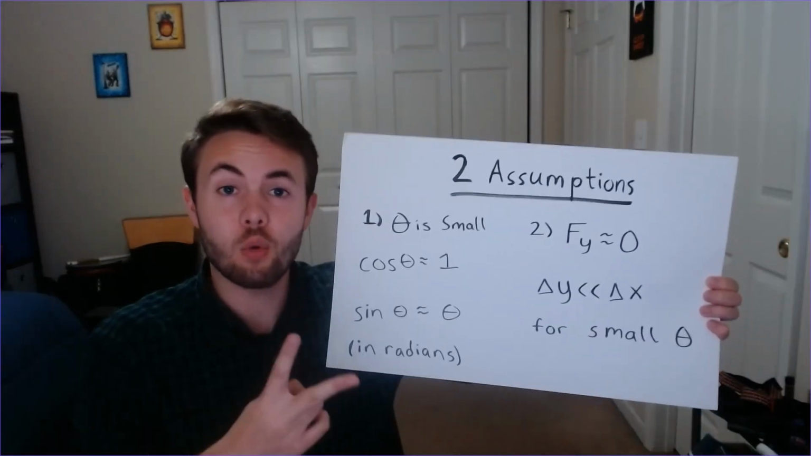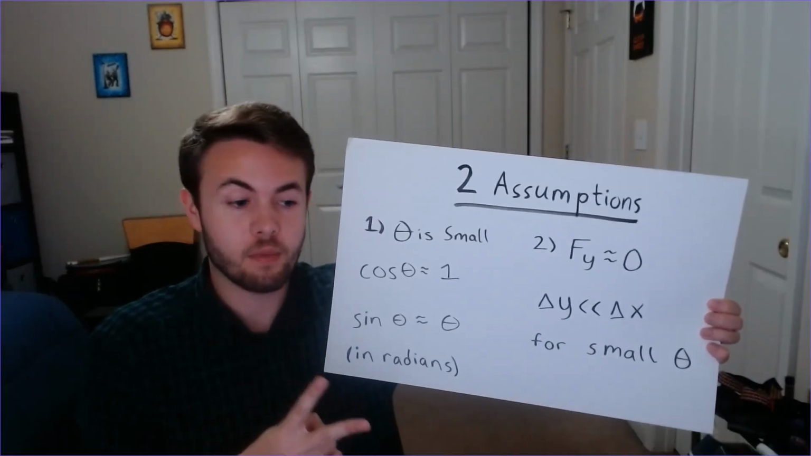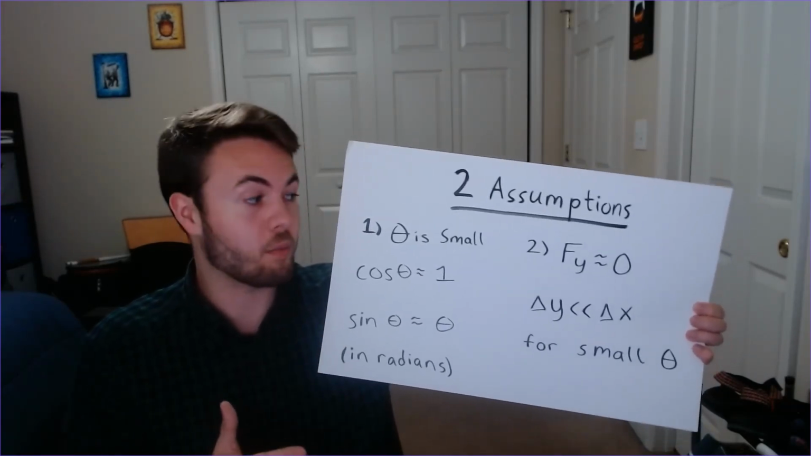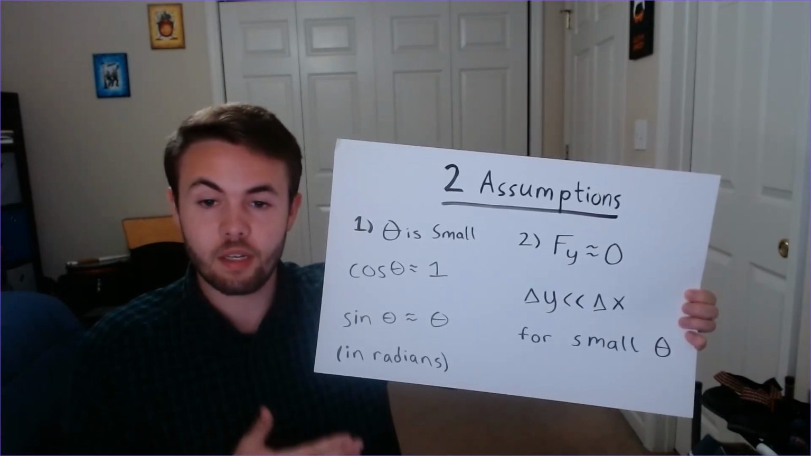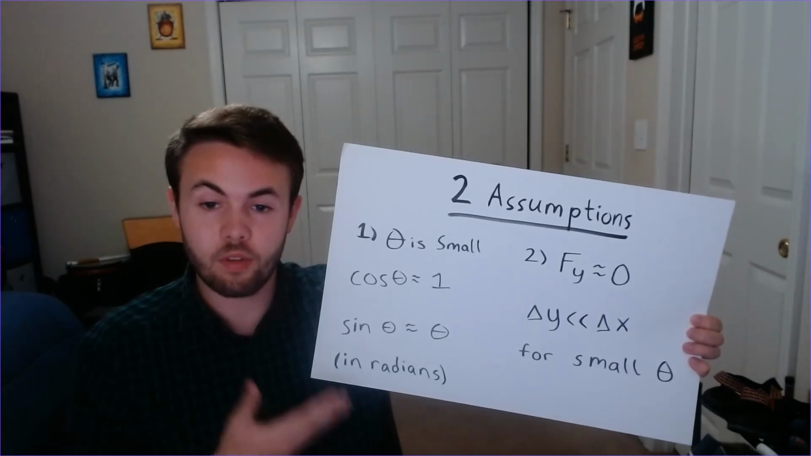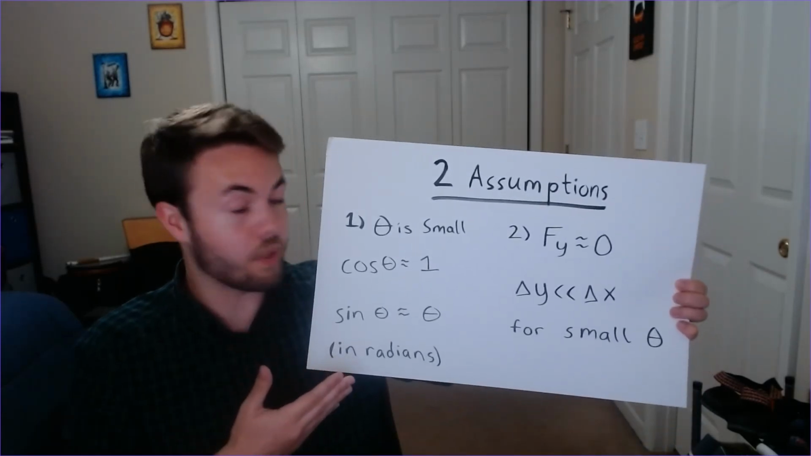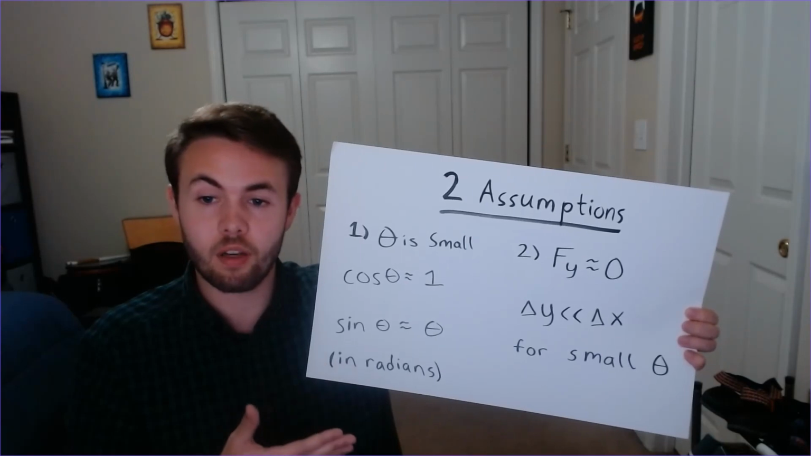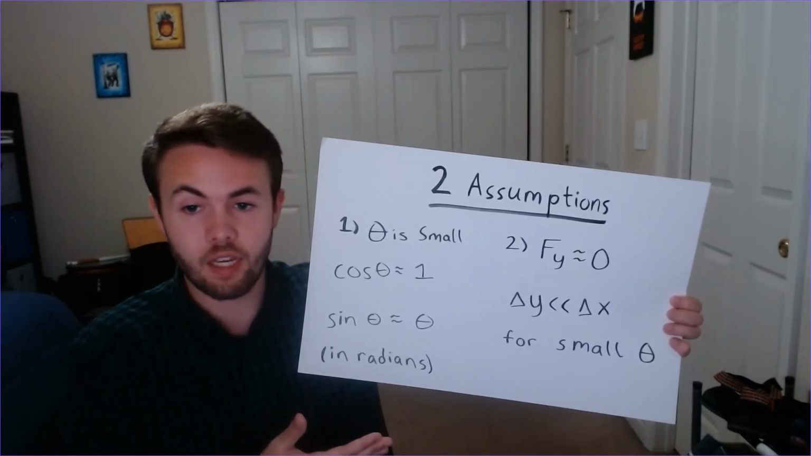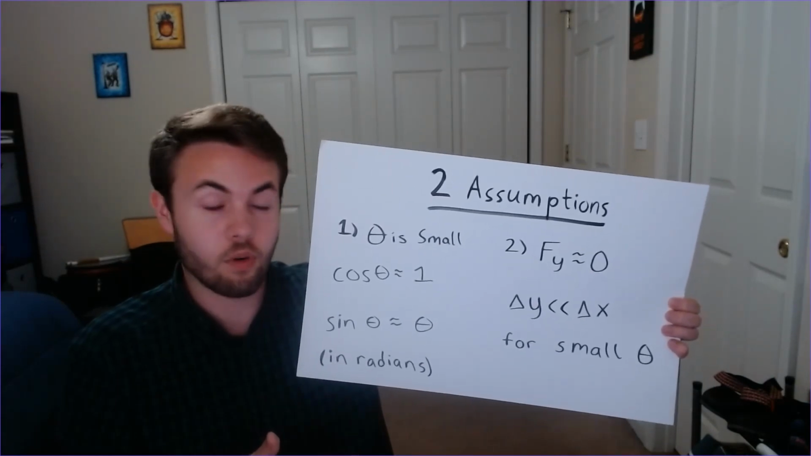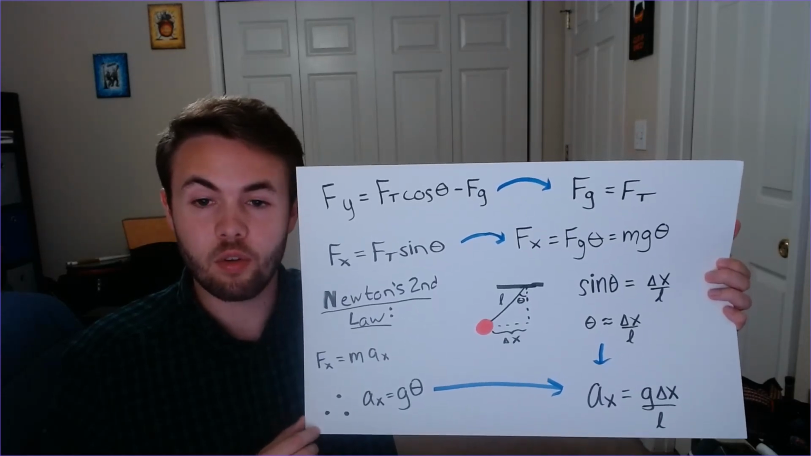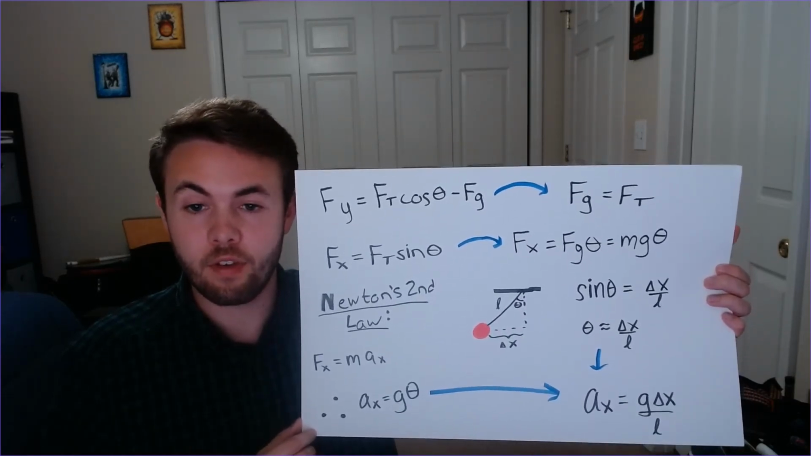We need to make two assumptions to be able to solve this problem. First of all, we need to assume that theta is small enough that you can do small angle approximation. What that means is that you can make cosine theta approximately equal to 1 and sine theta approximately equal to theta in radians. Second of all, we need to assume that the force in the y direction is approximately 0. This is because our change in y is significantly less than our change in x at a low theta, and therefore the force in that direction would be negligible. We can use those two assumptions to change our F_y and F_x.